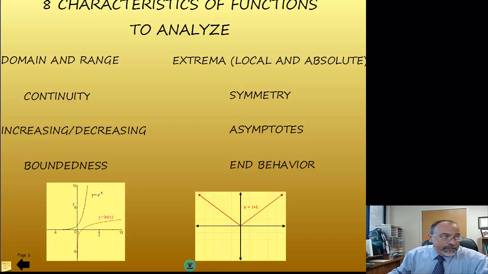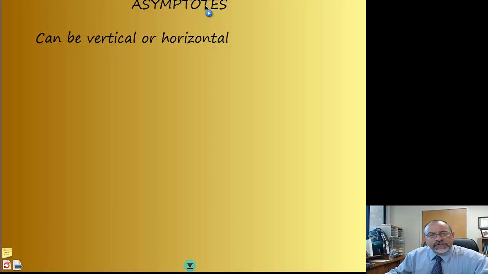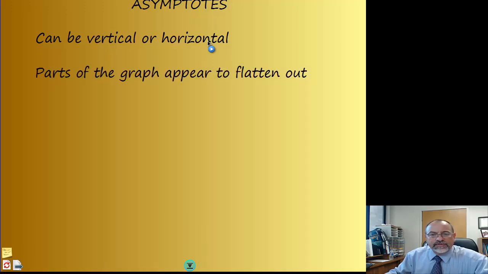Chapter 1, Lesson 2, Precalculus, looking at the next characteristics of a function when analyzing, and in this video we're going to look at asymptotes. And we did cover these last year a little bit, but again, as review, the asymptotes can be horizontal or vertical, and these are parts of a graph where the graph appears to flatten out.